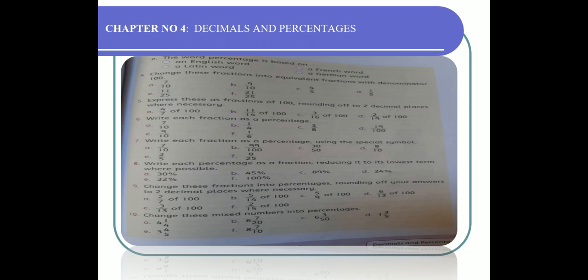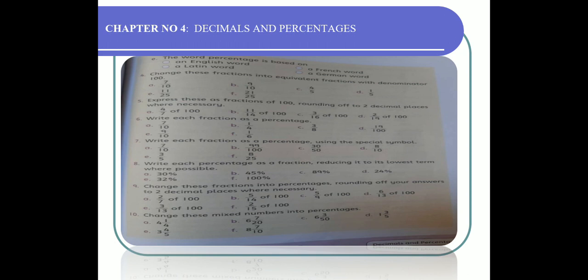Question number 4. Change this fraction into an equivalent fraction with denominator 100. First of all, you have to make the denominator 100. Find the number which will make it 100. Multiply that number with the denominator and the same number with the numerator. You will come to know the answer.